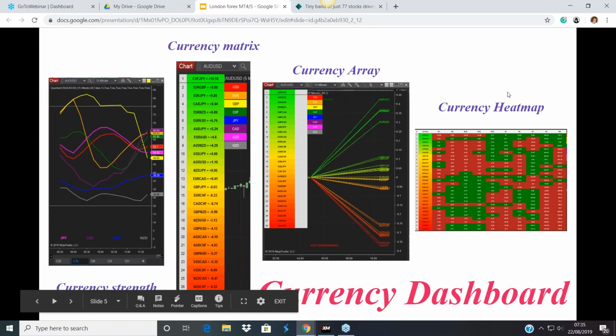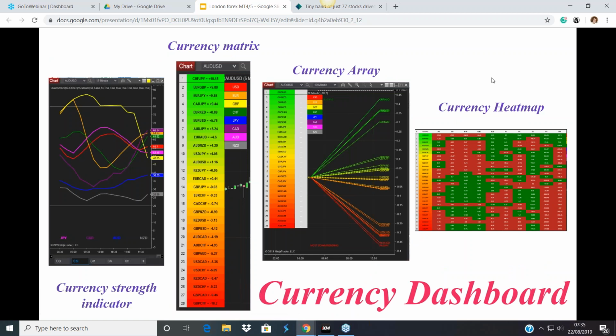The indicators that we've developed to support our analysis and our method for Forex, we have developed four specific ones, which we put under the umbrella of currency dashboards. You can buy them individually, but what they do essentially is they deconstruct what is happening in the Forex market. We start off with the currency strength indicator. That tells us what an individual currency is doing. Is it being bought? Is it being sold?